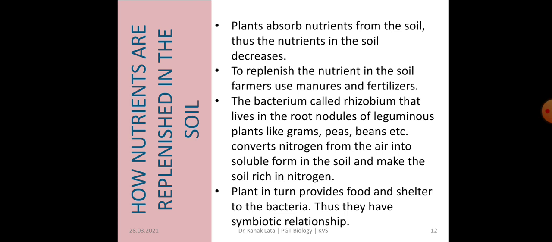So here also there is a symbiotic relationship between the root nodules of leguminous plants and rhizobium. In this case, both the root nodules of leguminous plants and the rhizobium bacteria are mutually benefited from each other. Rhizobium provides a source of nitrogen to the plant and the plant provides shelter to the bacteria.